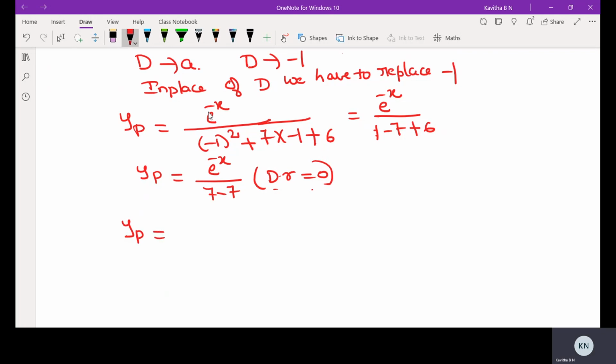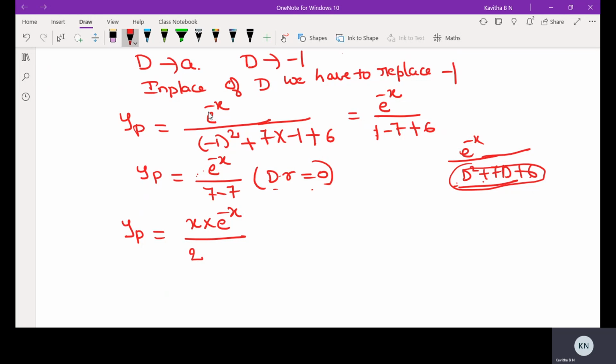Yp, multiply x in the numerator: x into e to the power of minus x. Differentiate the denominator. Here the denominator is what? D square plus 7d plus 6. Differentiation of d square plus 7d plus 6: differentiation of d square is 2d, plus differentiation of 7d is plus 7. Same, in place of d, you have to substitute minus 1.